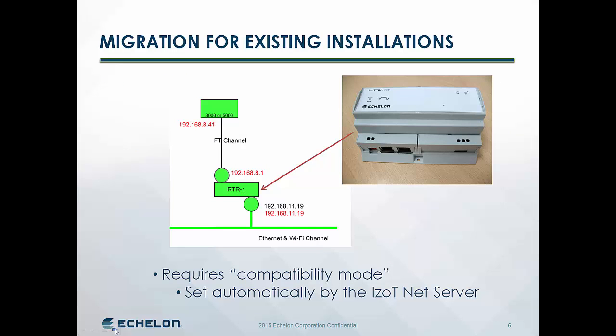If you have an existing installation which includes Neuron Series 3000 or 5000 based devices, you can upgrade it to become an IzoT network by simply swapping the existing routers for IzoT routers. This will then allow the devices to be reached by an IP address. However, they will not support ICMP, UDP, BACnet IP, or SNMP. This would require the network to be in compatibility mode, which is automatically set by the IzoT net server.